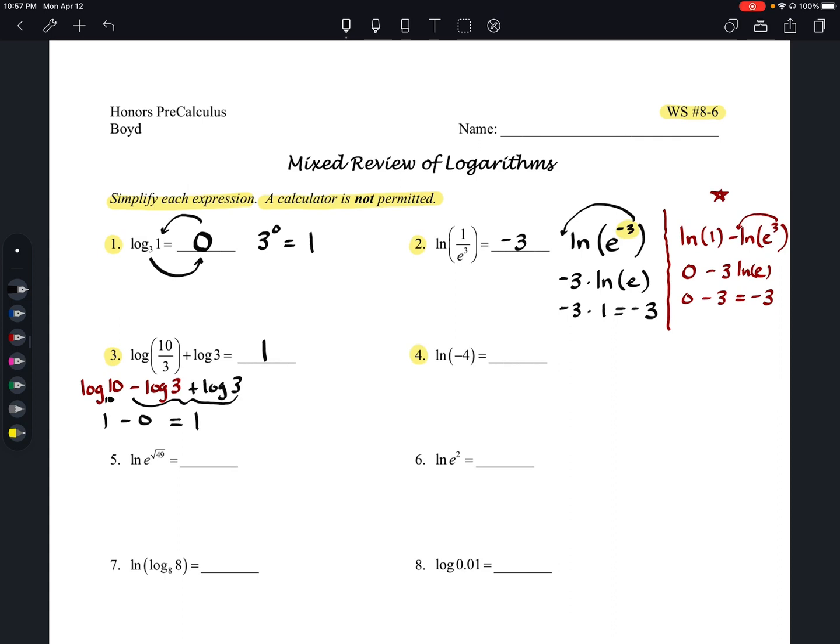And then looking at number 4, we have the natural log of negative 4. So thinking about it here, if we rewrote this as log base e, that's what the natural log is, equal to negative 4, we're thinking about e to what power would equal negative 4? Well, we can't raise a positive base to a power and make it negative, so therefore this one would have to be undefined.